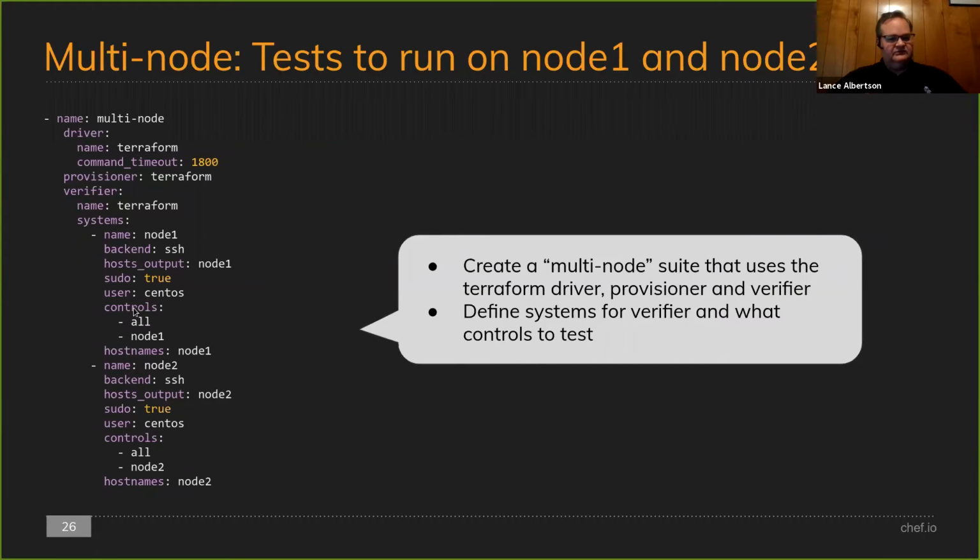But here we have the various controls we have. So I have here that I want to run it on all. I have it running on node 1. And here I just say, this is the node. This is where you get the output to connect and sudo and all of that. So it's pretty simple to be able to do that.